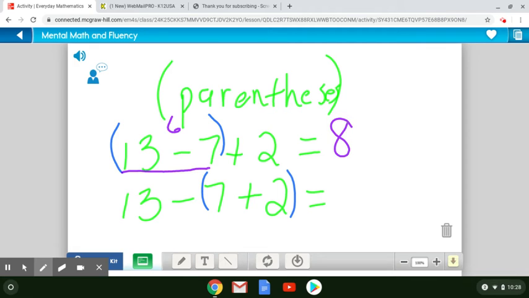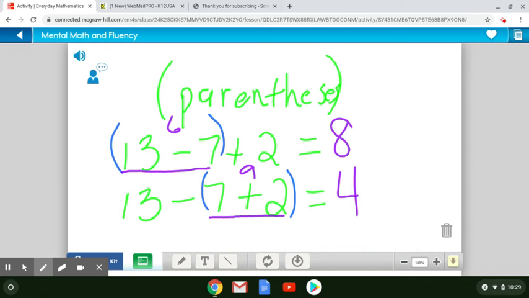This time the parentheses are around a different set of numbers. So we're going to look for those parentheses. I'm going to underline what's in there because I'm going to solve in there first. So we're going to add first the 7 plus 2, which is, good, 9. And 13 minus 9 is 4.